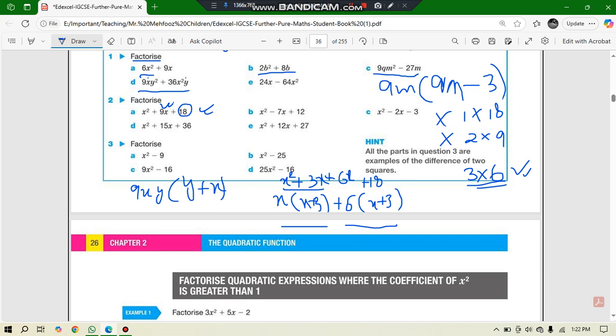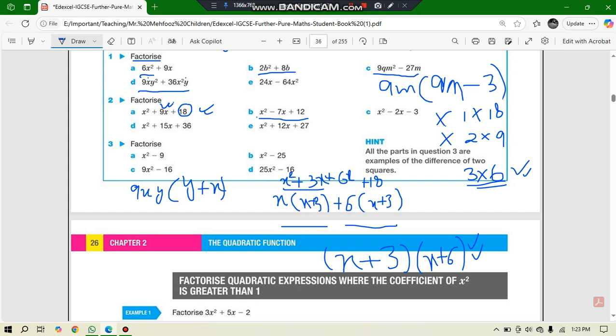So what is common in these two terms? The common factor is x plus 3. So the remaining term is x plus 6. Understand? So this is your factorization. Any problem? Again, if you are asked to factorize x square minus 7x plus 12.